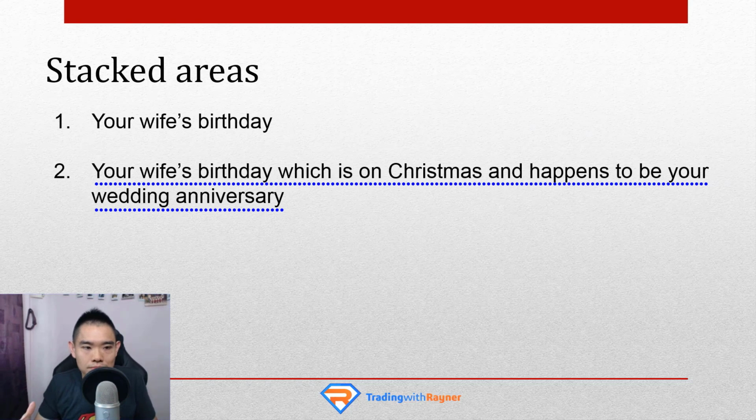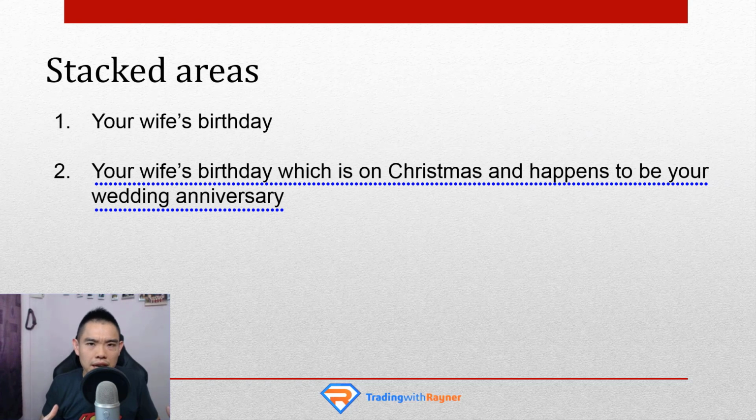Okay, let's not talk about why all these events are on the same day. Maybe because we're all cheapo guys, we want to save some money on gifts. But let's get focused on the main point. Why is this day more significant? Why is number two more significant? That's because we have multiple events coming together on that one same day. And it's easier for the mind to remember, oh man, this Christmas is something that I better not forget because it's my wife's birthday, it's our wedding anniversary, yada yada.